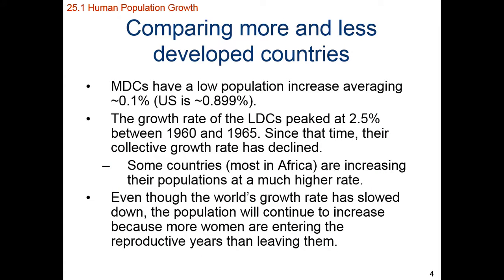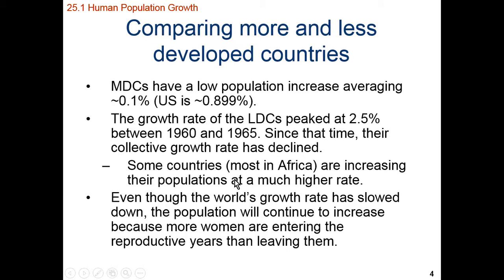When we look at mean growth rates, we typically find that in the United States, we have less than 1% of an increase in our population per year. And these are going to be in more developed countries. As an average, a more developed country has an average growth of 0.1% per year. A less developed country, an LDC, is going to have a growth rate that is multiple percent per year. Back in the 1960s, that peaked at 2.5% growth per year. Since that time, the growth rate has slowed down in less developed countries.